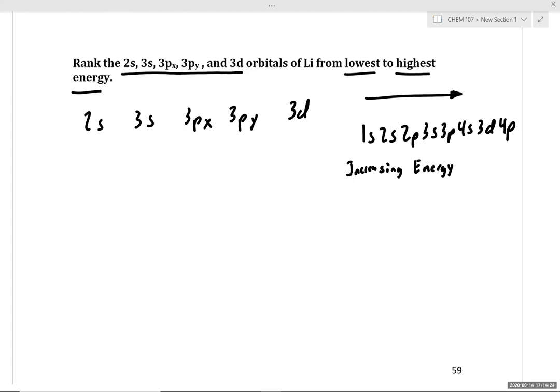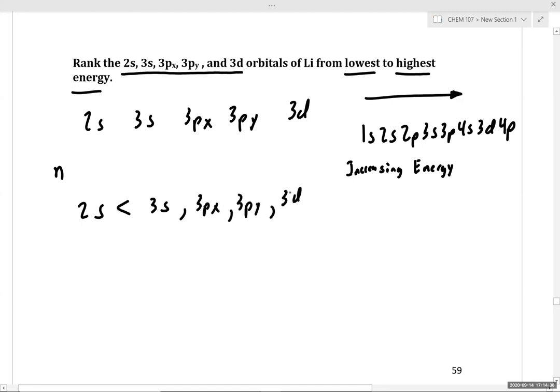Okay, so let's discuss this example. So first we sort in order of n. So our 2s is lower in energy than our 3s, 3px, 3py, and 3d orbitals. Now, once we have this sorted, we then sort in order of L. So our 2s orbital is the lowest in energy.